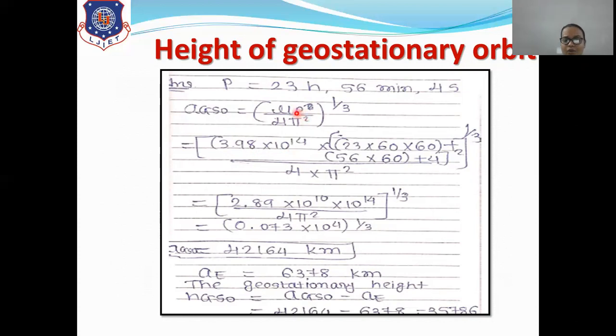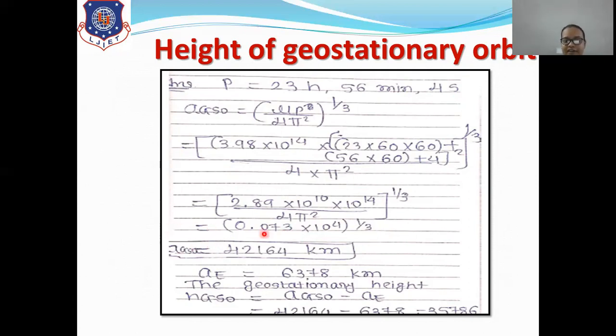Now what about p? So p is 23 hours 56 minutes 4 seconds. Converting into seconds, that is 23 into 60 into 60, plus 56 into 60, plus 4 seconds, all in whole square. Here divide by 4π², where π is 3.14, raised to 1/3. Substitute all these values in your calculator and you will get 0.073 into 10 raised to 4, raised to 1/3. So this is the radius of orbit.